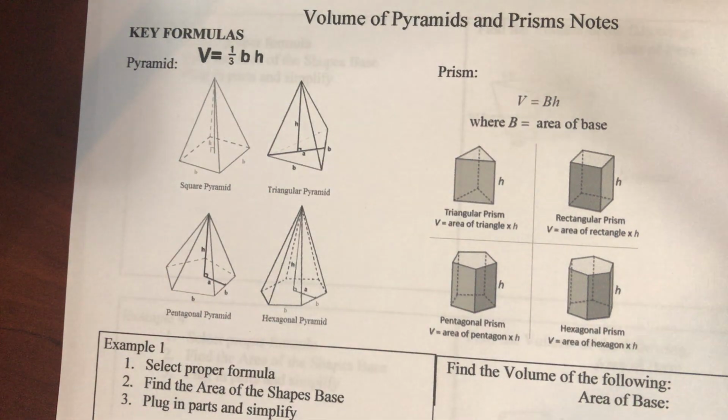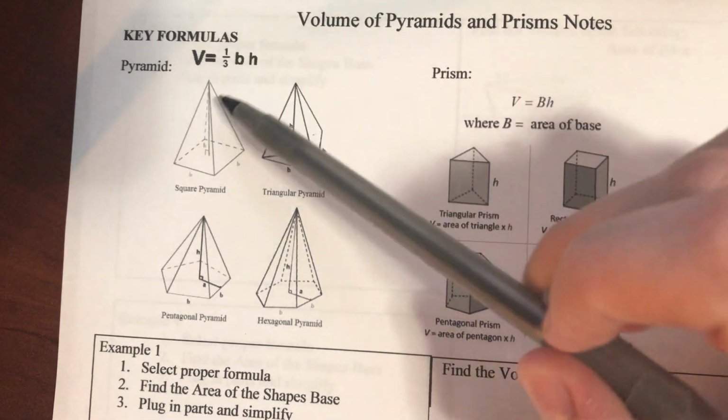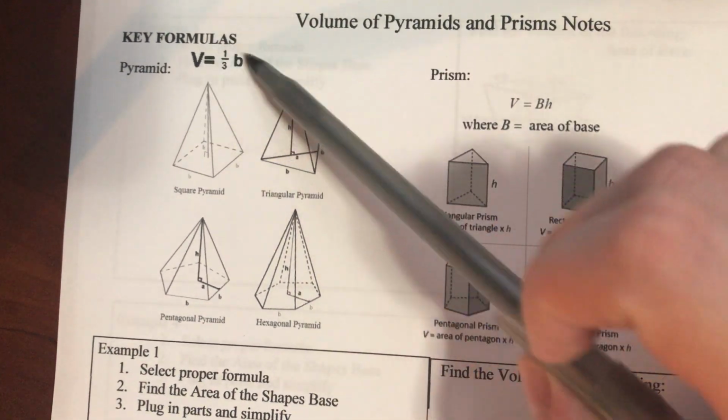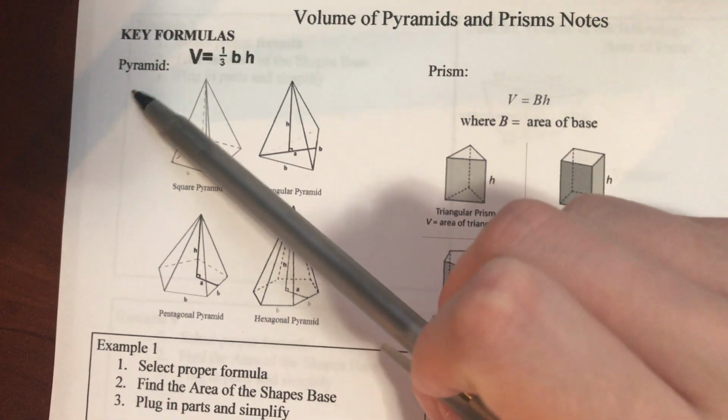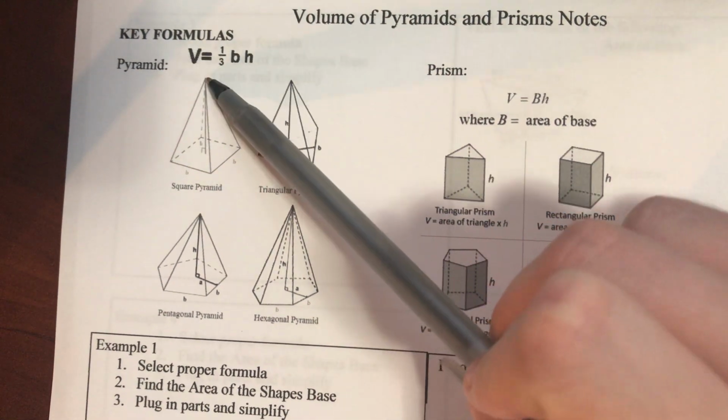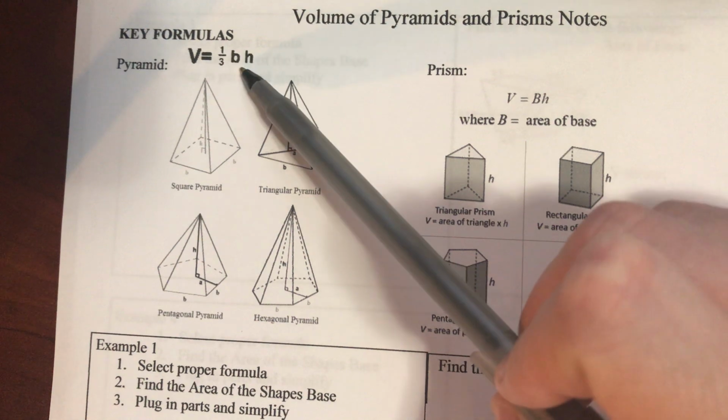All right, so this last lesson is going to be volume of pyramids and prisms. Basically, in the past, you've done surface area and volume. These we're just going to do volume. And so the first big formula we're going to be talking about is for the pyramid. The pyramid volume formula is 1/3 your base times your height.